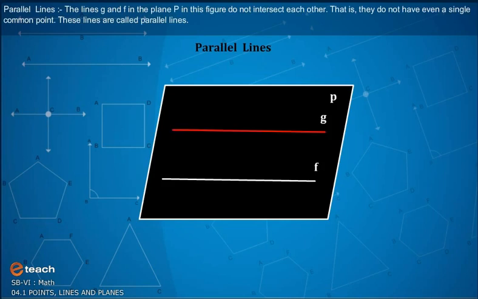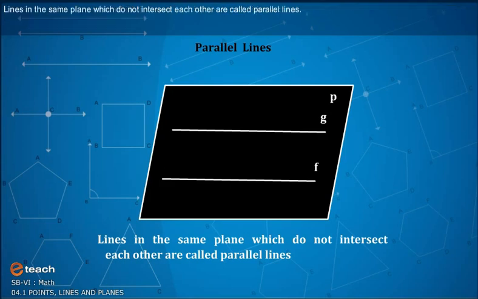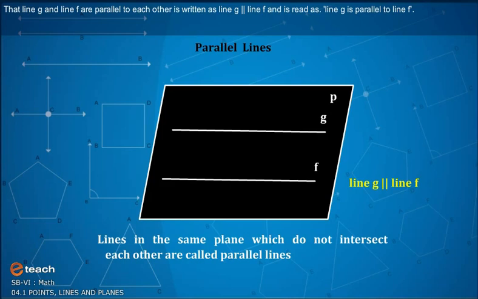Parallel lines. The lines G and F in the plane P in this figure do not intersect each other. That is, they do not have even a single common point. These lines are called parallel lines. Lines in the same plane which do not intersect each other are called parallel lines. That line G and line F are parallel to each other is written as line G is parallel to line F and is read as line G is parallel to line F.